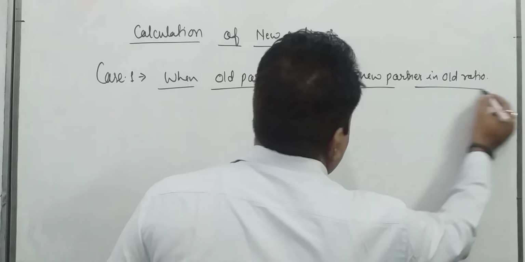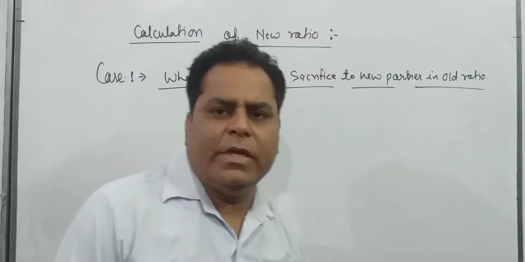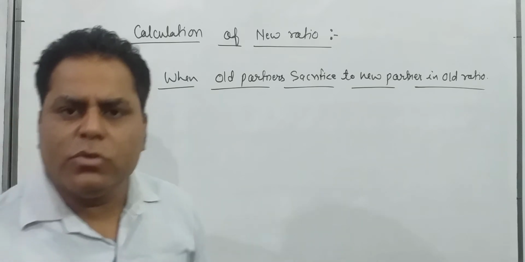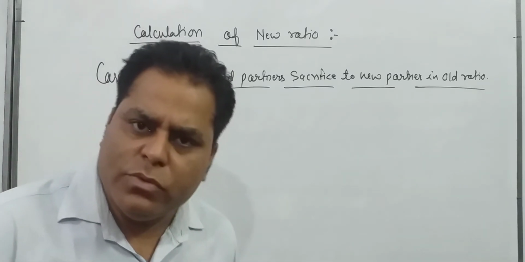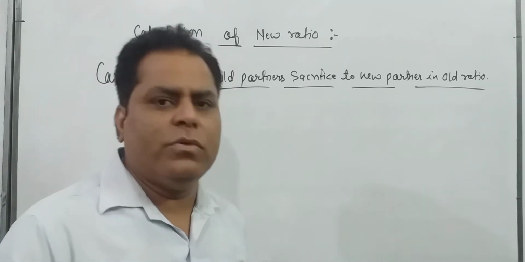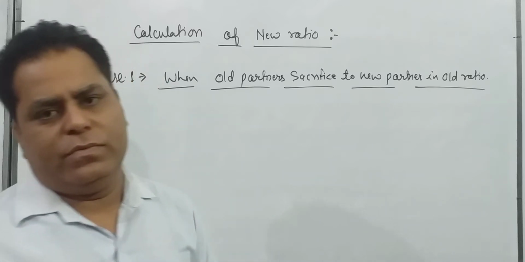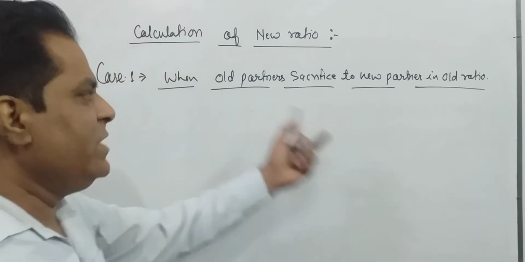When old partners sacrifice to new partner in old ratio. It is also known as when an old partner sacrifices to new partner in the original ratio. It is called original ratio also. It is called old ratio also. Okay. So how to determine the new ratio in this case?